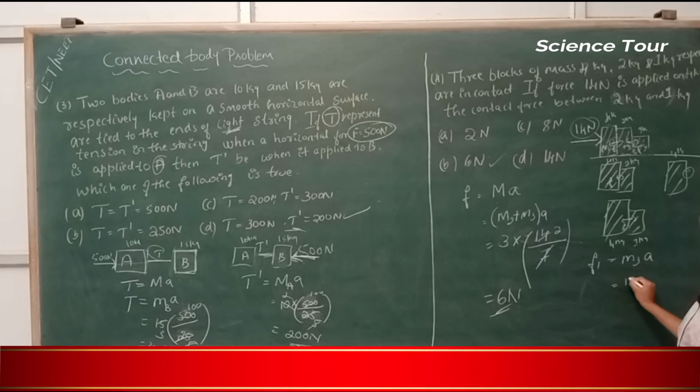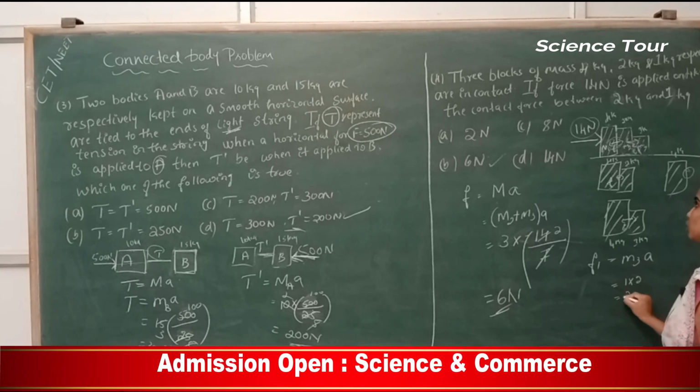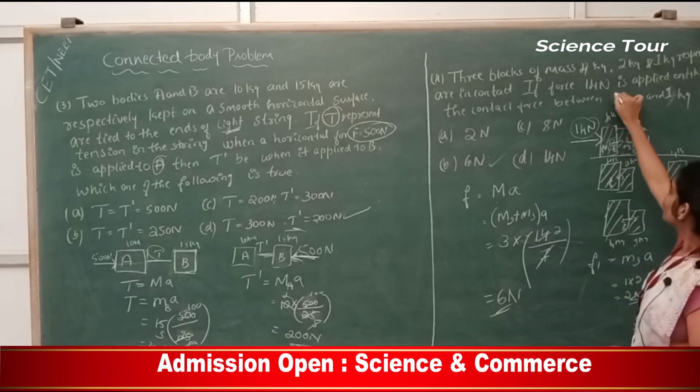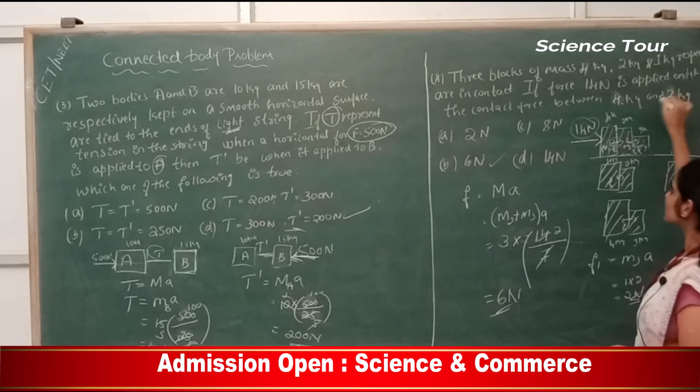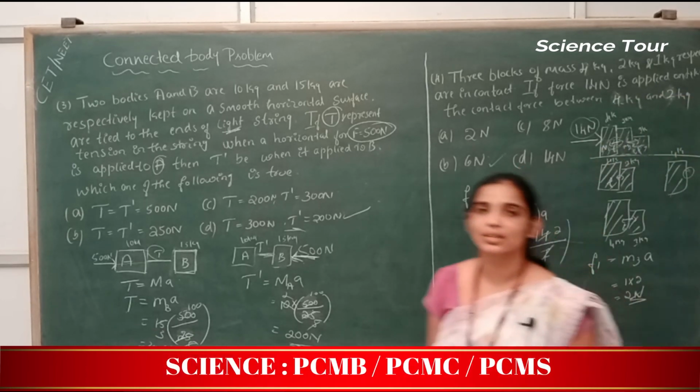M3 is 1 kg into 2, so 2 Newton would have been the answer. But they are asking between 4 kg and 2 kg, so the answer is 6 Newton.